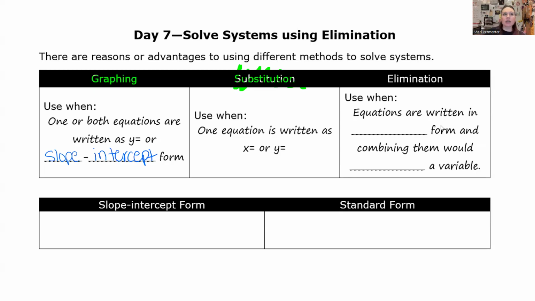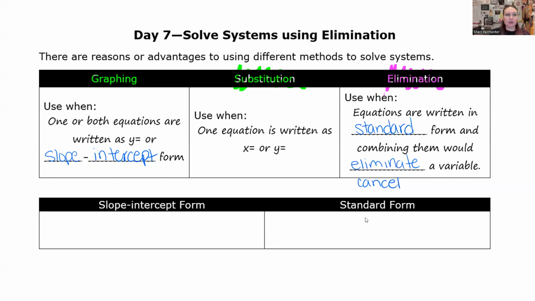Elimination. Elimination is useful when you have equations that are written in standard form. And combining them would cancel or eliminate one of the variables. So eliminate. And another word for eliminate is cancel. So you're going to eliminate or cancel, and eliminate is up here. This is our new method that we are learning today. Elimination.